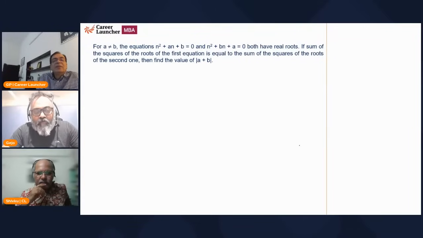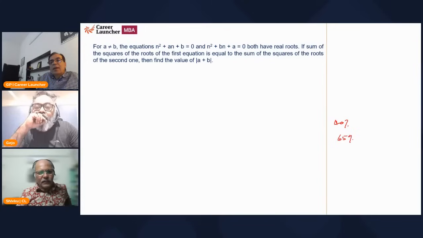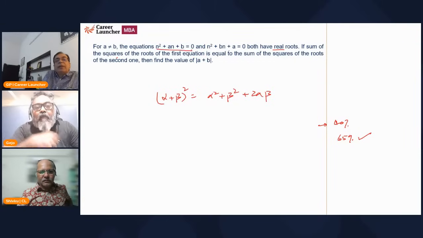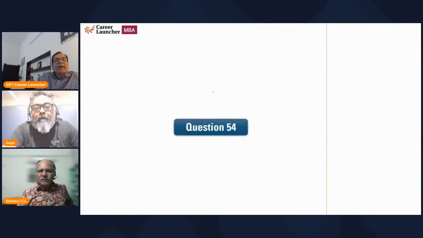This should have been done. This is question number 53. 40% attempted, 65% accuracy. ठीक है. I think this is okay. This is fine. But I think the attempt rate could have been higher because at the end of the day, real roots, sum of squares of roots, if you remember that alpha plus beta whole square is nothing but alpha square plus beta square plus 2 alpha beta. And the question is saying alpha square plus beta square for this and this is same, which is sum of squares of roots is same. So it was just a question of comparing the two and getting the answer.